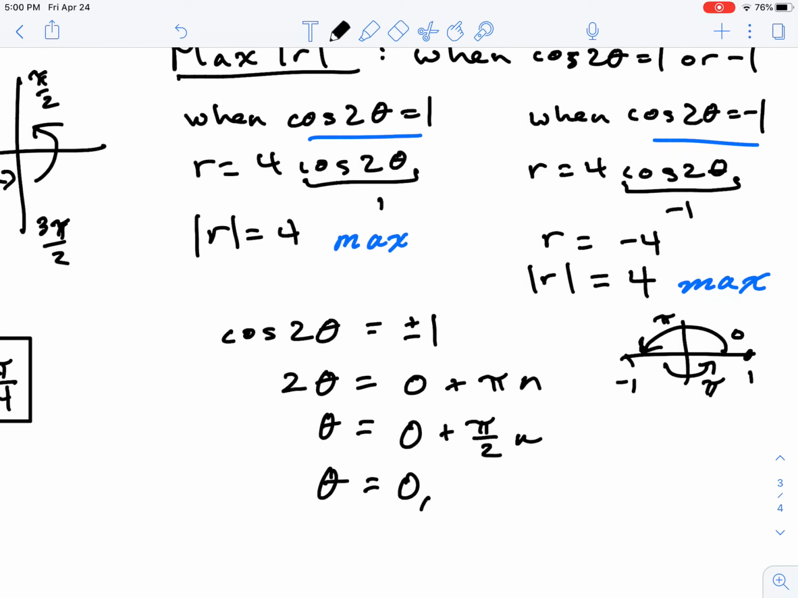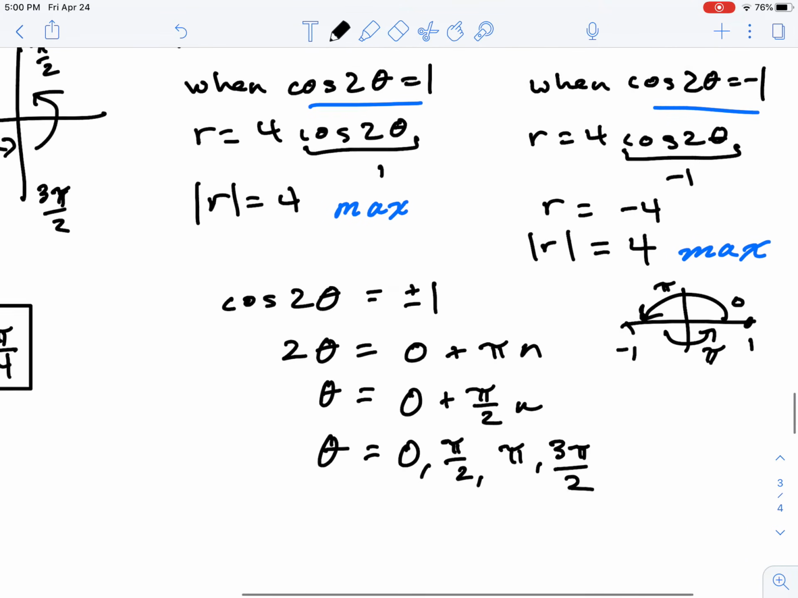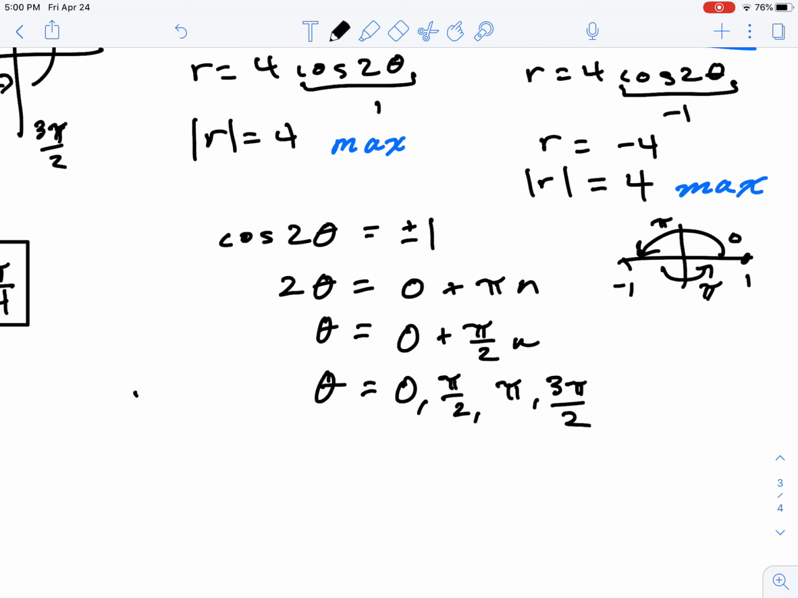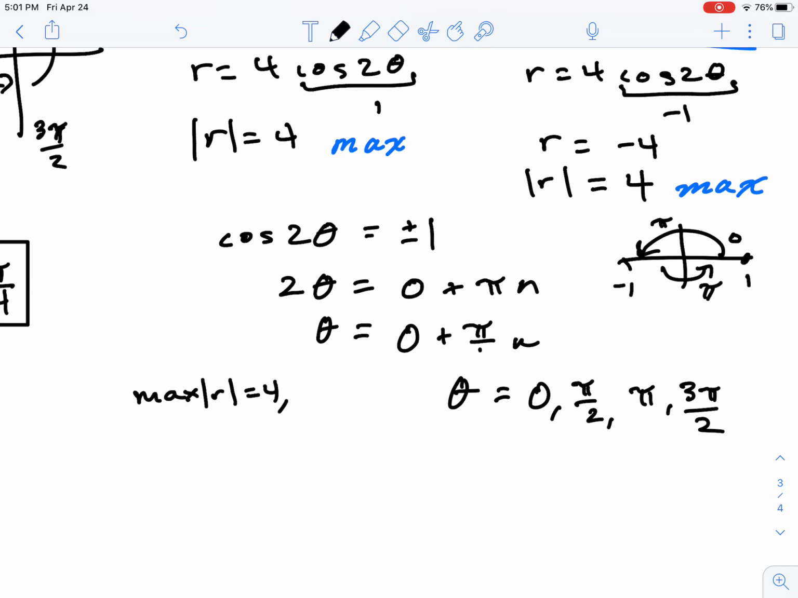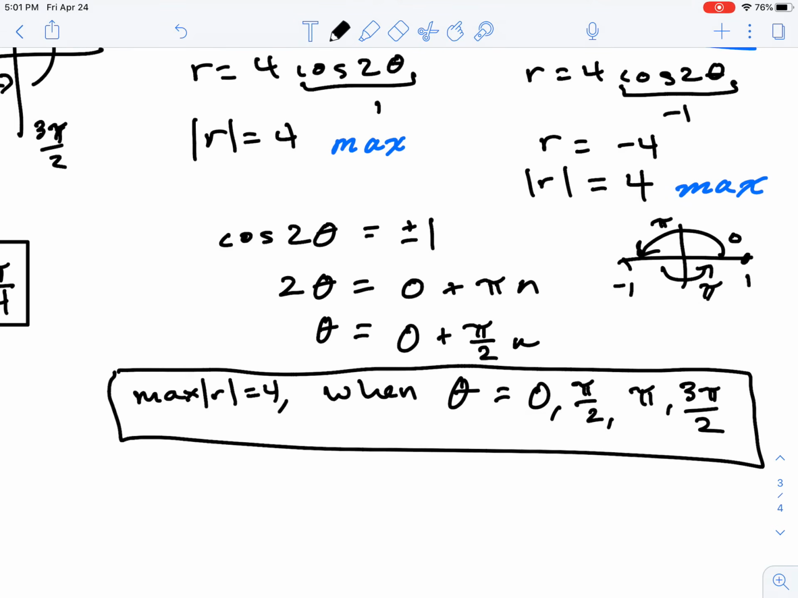And theta is equal to 0. And let's come up with all the angles from 0 to 2 pi that fulfill this: pi over 2, pi, and 3 pi over 2. So if I wanted to write this in its fullest form, we would say the maximum r value is equal to 4 when theta is equal to 0, pi over 2, pi, or 3 pi over 2.